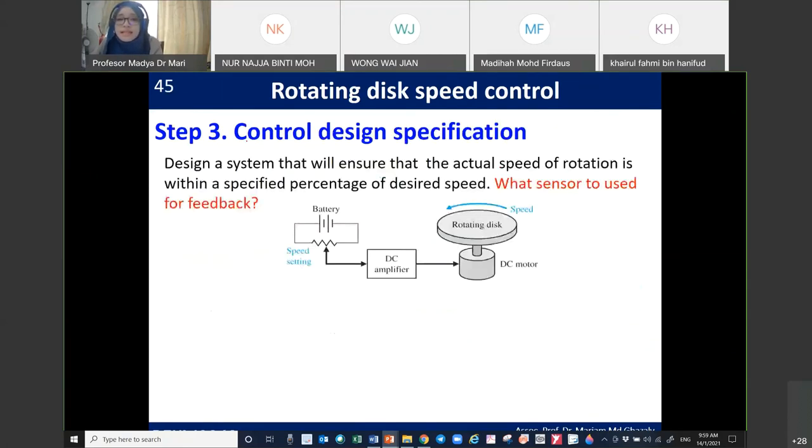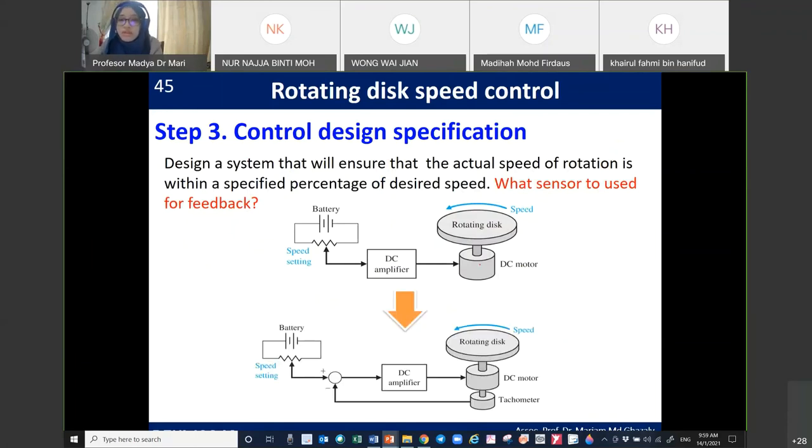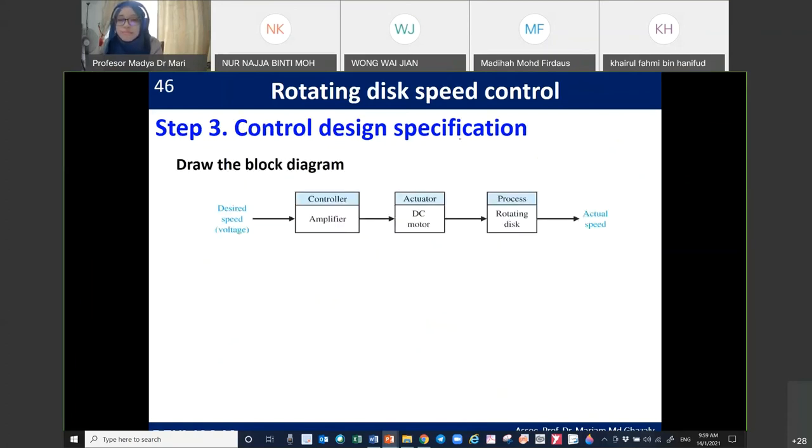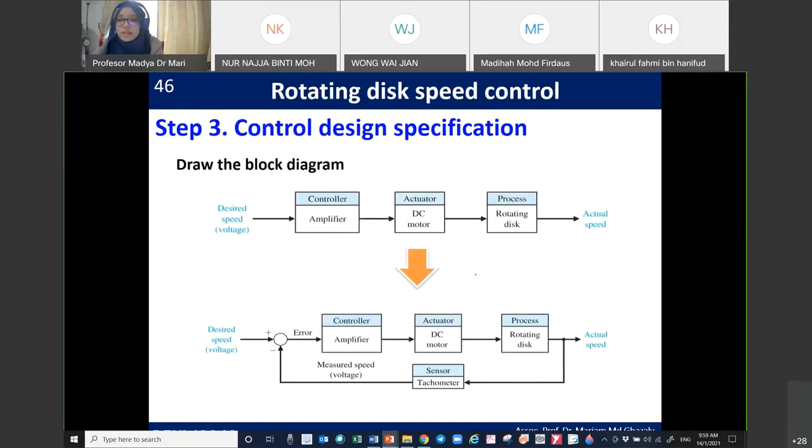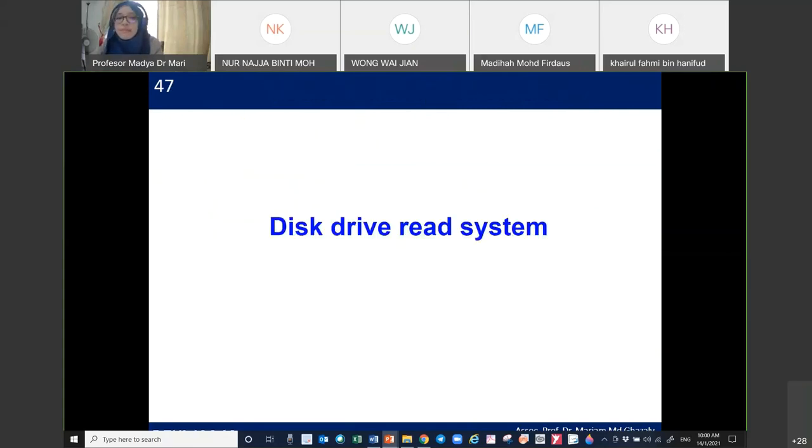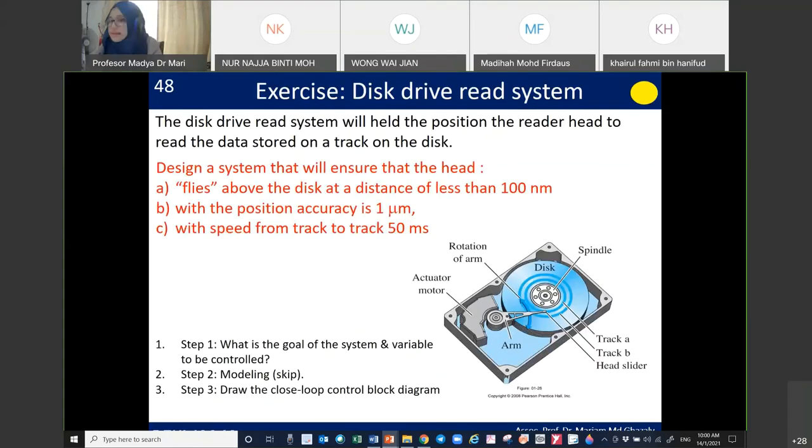And lastly, you want to design the controller specification. What sensor to use for the feedback? Like I said, the tachometer. Draw the feedback loop, and then draw the block diagram from this open loop, and draw out the closed loop. So that will be the complete step. Based on those three steps, this is what you need to do for the task that you need to submit by 1 p.m. Very simple.